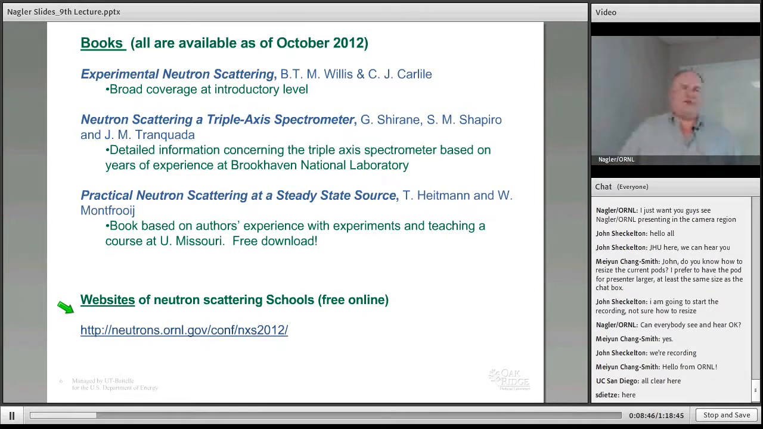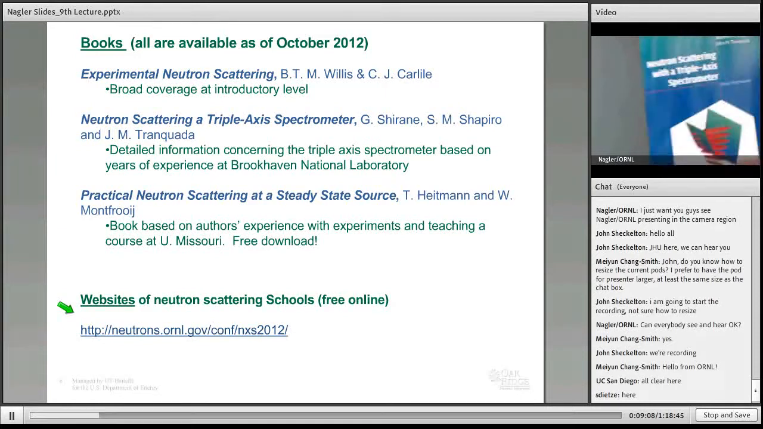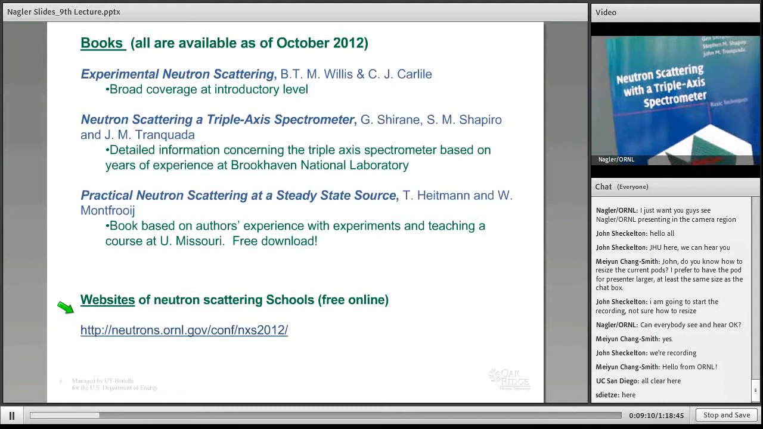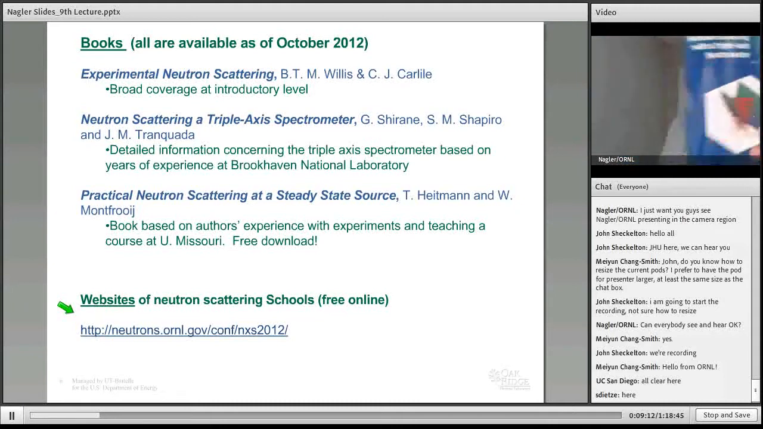I will say all of these books have their own peculiarities, and whereas I think all of the books I'm about to show you are good books, I have found in all books there are some things that not everybody will agree with, or there are little mistakes here and there, but basically these are pretty trustworthy and pretty good. The second book, which you can also find at Amazon or used, is called Neutron Scattering with a Triple Axis Spectrometer. It's by a group of people from Brookhaven: Gen Shirane, Steve Shapiro, John Tranquada.